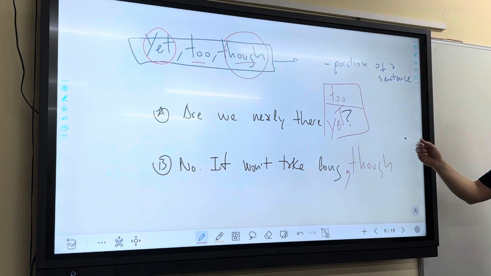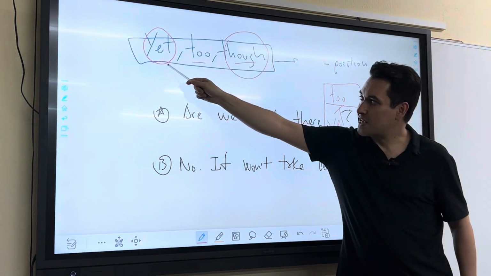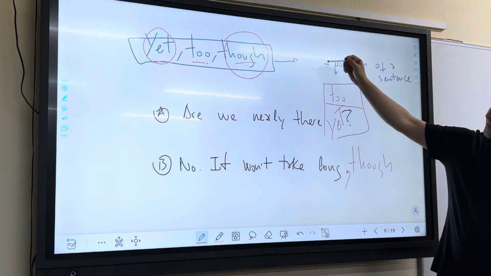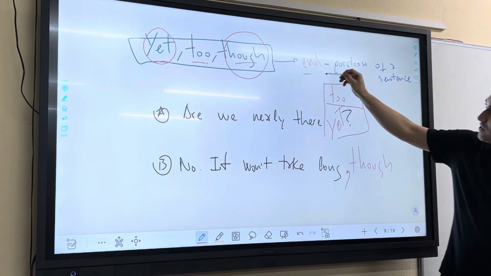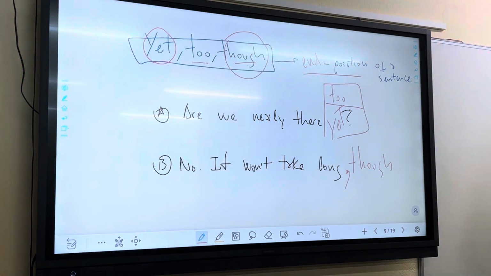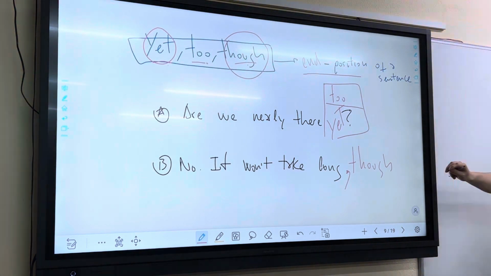So, what is the lesson I'm trying to teach you? The adverbs yet, too, though, they normally go in which position of a sentence? End position of a sentence. For yet, too, and though. So far, so good?